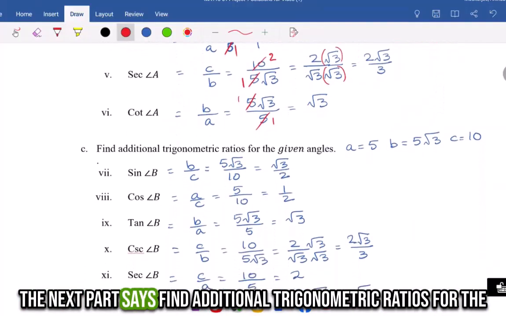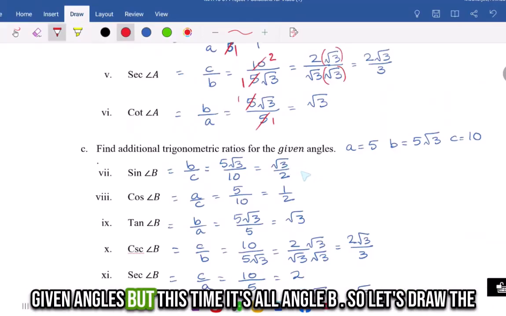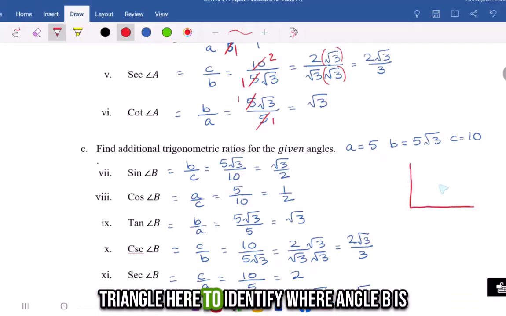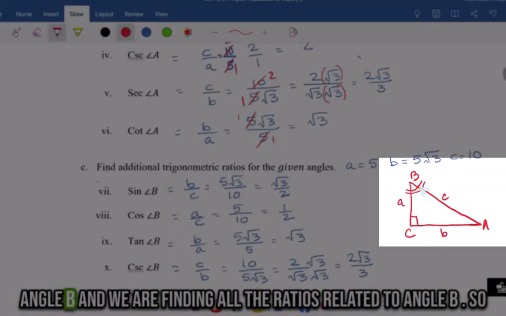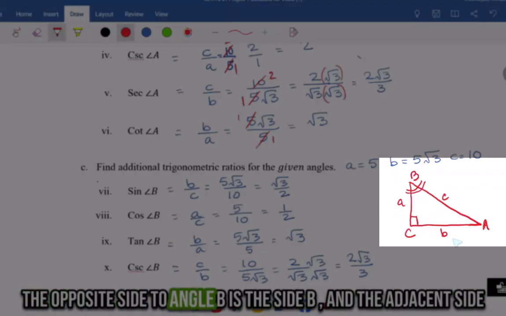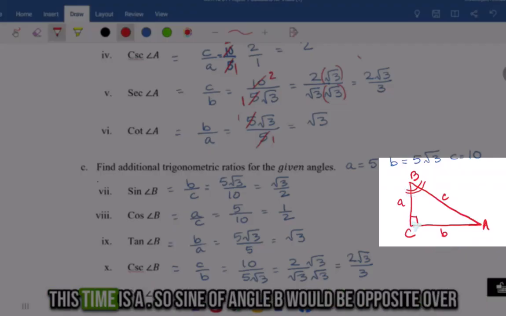The next part says find additional trigonometric ratios for the given angles, but this time it's all angle B. So let's draw the triangle here to identify where angle B is. So here we have the right triangle. This time we are working with angle B and we are finding all the ratios related to angle B. The opposite side to angle B is the side B and the adjacent side this time is A.